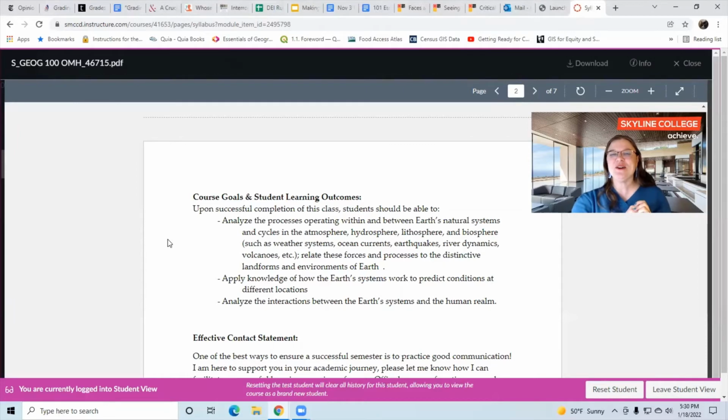So we also are going to apply knowledge of how the Earth systems work to predict conditions at different locations. So for example, a very large volcano just went off outside of Tonga, right? So we can look at the conditions around Tonga that we see in the Pacific Ocean, and then use that to predict future volcanoes, of which there are a lot, right? We're going to analyze the interactions between Earth systems and us, the human realm, right? We are not separate from Earth. We like to pretend that we are, but we are very much a part of Earth. And so we're going to be looking at how we interact with it as well.